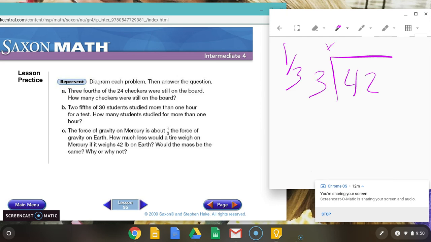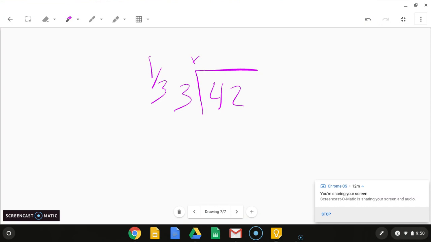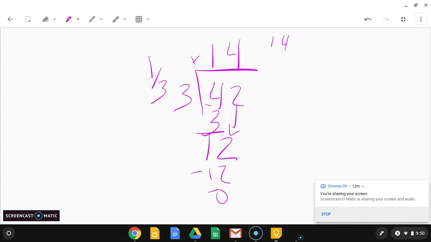Okay, so this is one we're going to need to do our division process with. 3 can go into 4 one time. 1 times 3 is 3. 4 minus 3 is 1. Bring down the 2, 12. 3 can go into 12 4 times. 4 times 3 is 12. So we get 14. I'm going to check my work. 14 times 3: 4 times 3 is 12, 3 times 1 is 3, plus 1 is 4. Okay, so I got 42.